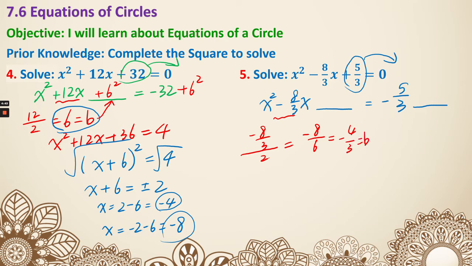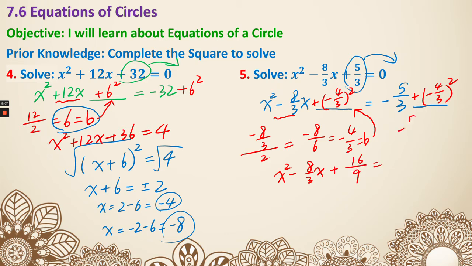That's our b. And now we're going to put it back right there. That's going to be the b squared. So negative 4 thirds squared is being added to both sides. The left side is going to be x squared minus 8 over 3x. Then a negative squared is positive, so plus 16 over 9. The right side is going to be negative 5 over 3 plus 16 over 9. That's going to be negative 15 over 9 plus 16 over 9, which is 1 over 9. So that's the right side, 1 over 9.